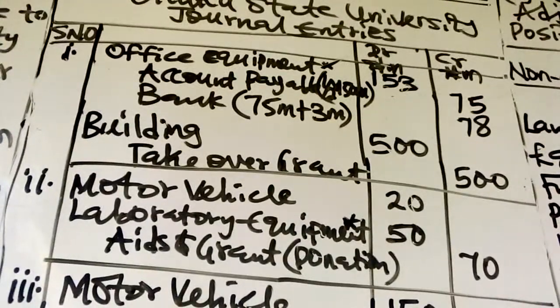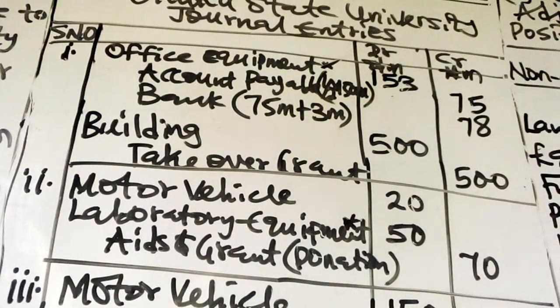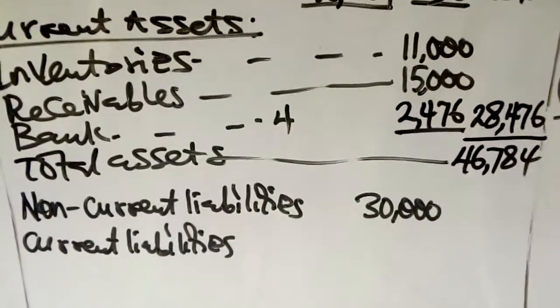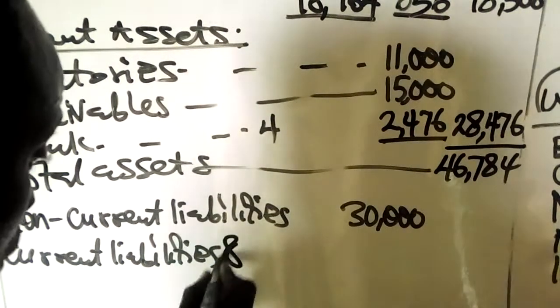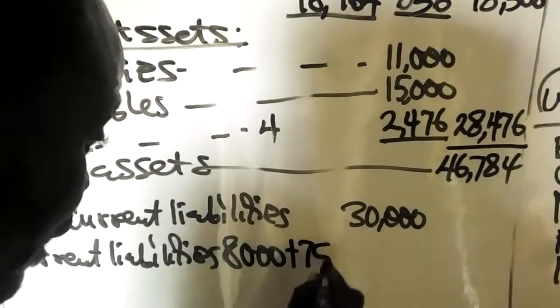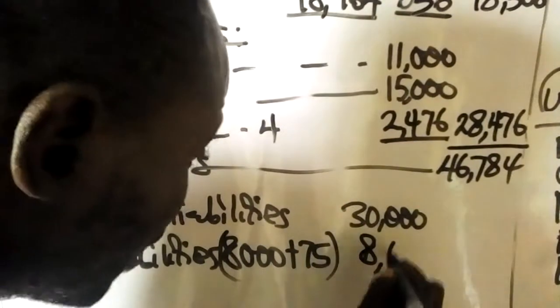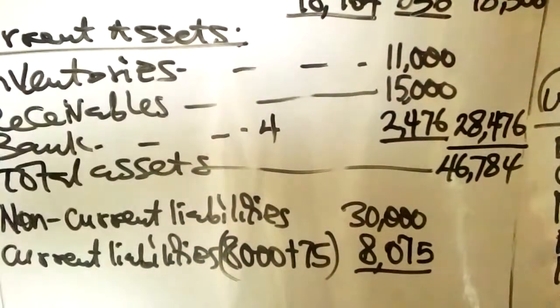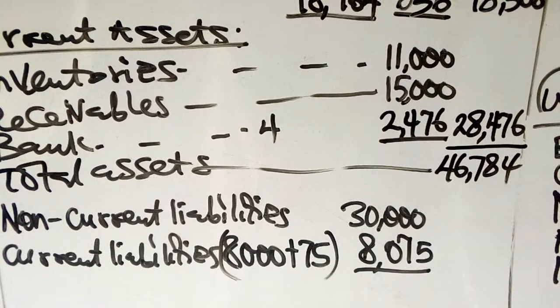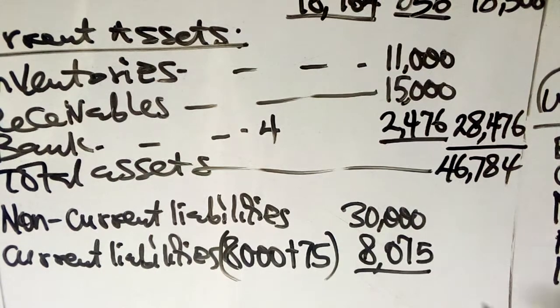Then, if you go back to our working note, note one in our journal, you have account payable of 75 there. You are going to add the account payable of 75 to the 8,000. That will be 8,075. So we have 8,000 plus 75. I've told you that this 75 is the account payable, and the 8,000 is from our unadjusted statement of financial position. So when you sum it up, 8,075 plus 30,000, then you have the total of our liabilities to be 38,075.